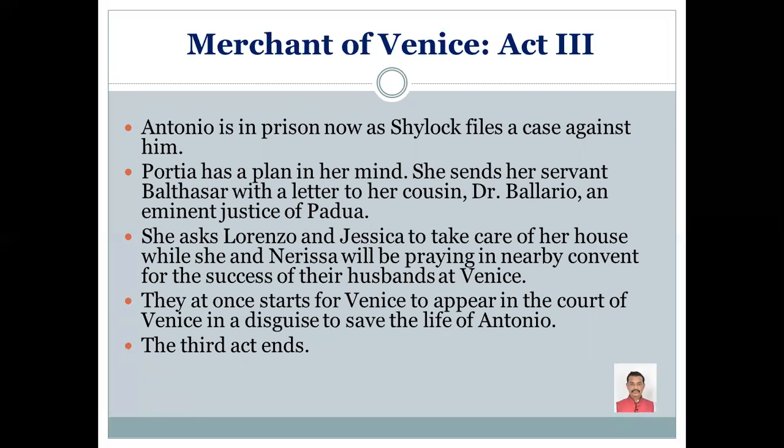So we find that Antonio is in prison now, as Shylock has filed a case against him. That case is going to appear before the court, and until then Antonio is kept in prison. After the departure of Bassanio and Gratiano, Portia also decides to leave for Venice. She has a plan in her mind. She sends her servant Balthazar with a letter to her cousin, Dr. Bellario. Dr. Bellario is an eminent justice of Padua, and many times the Duke also takes counsel from Dr.